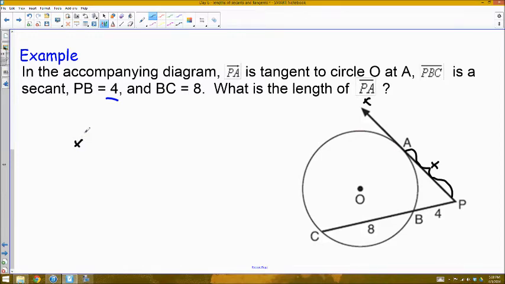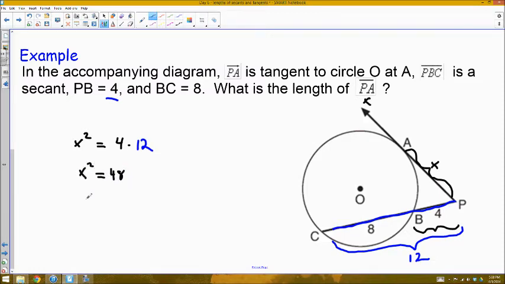Well, the square of the tangent is equal to the product of the external portion of the secant, PB, which is 4, with the entire secant segment. Now the entire secant segment is the length from P all the way across the circle to C, which is 4 plus 8, or 12. So it's the product of 4 times 12. Well, that tells me that x squared is 48, and when I take square roots, I get that x is the square root of 48.